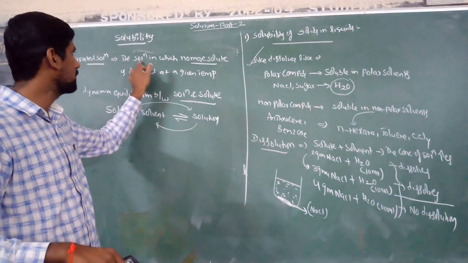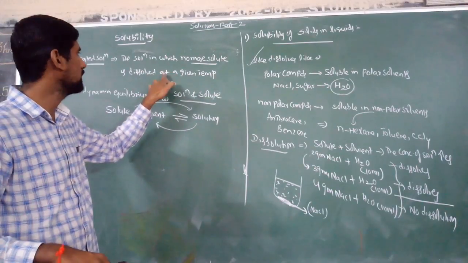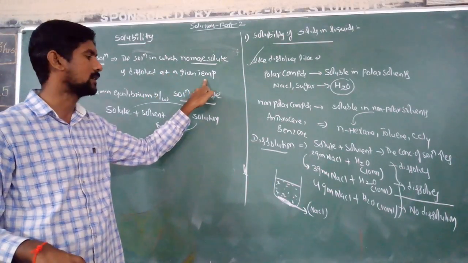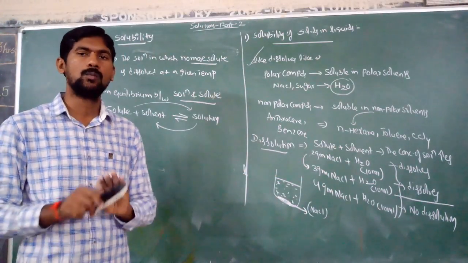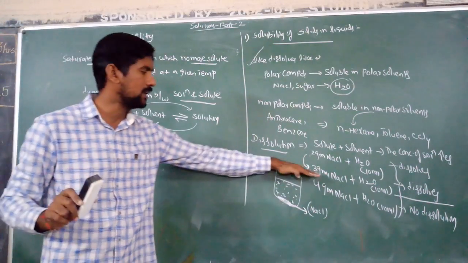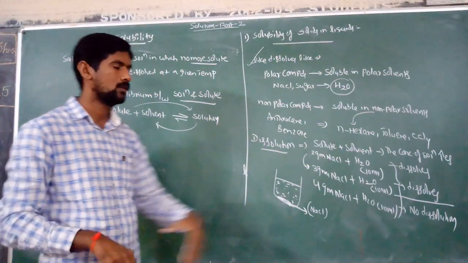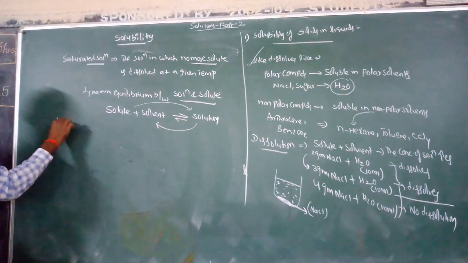So, what is a saturated solution? The solution in which no more solute is dissolved at a given temperature. So, after 3 grams of sodium chloride, if you add more to water, no more solute is dissolved. This condition is a saturated solution. What is an unsaturated solution?